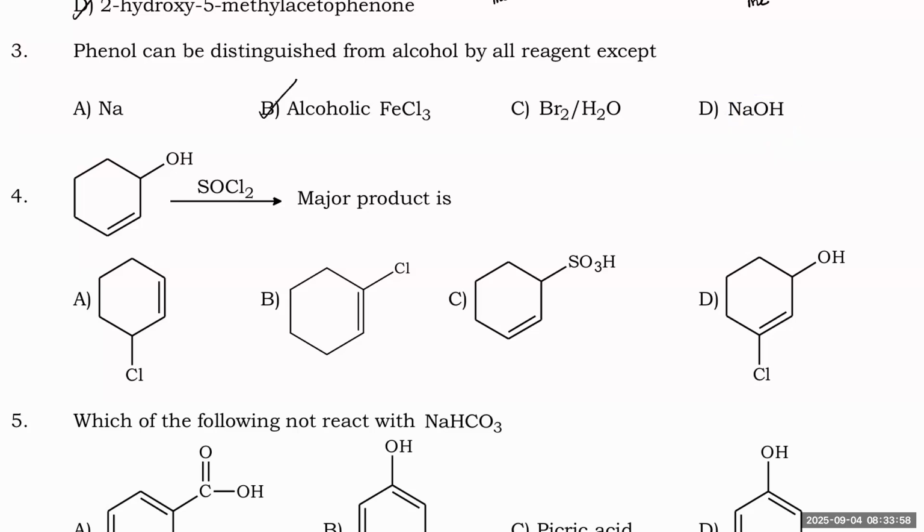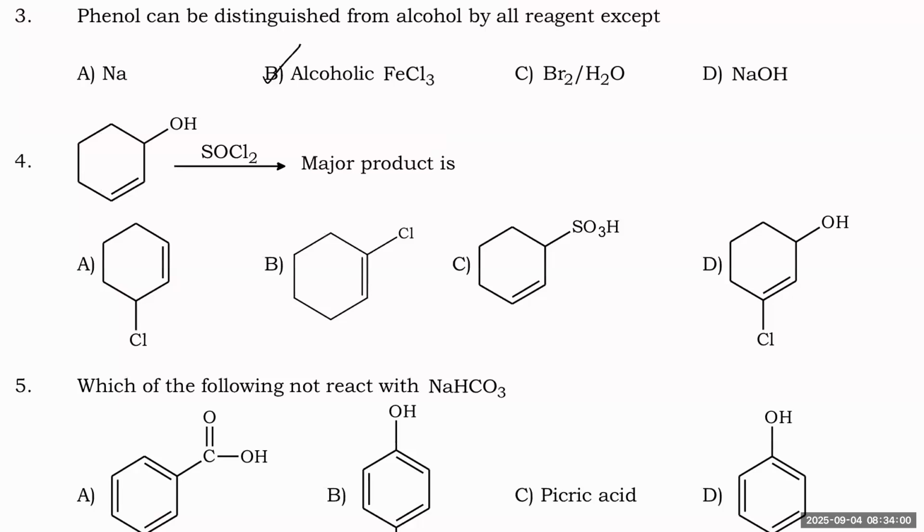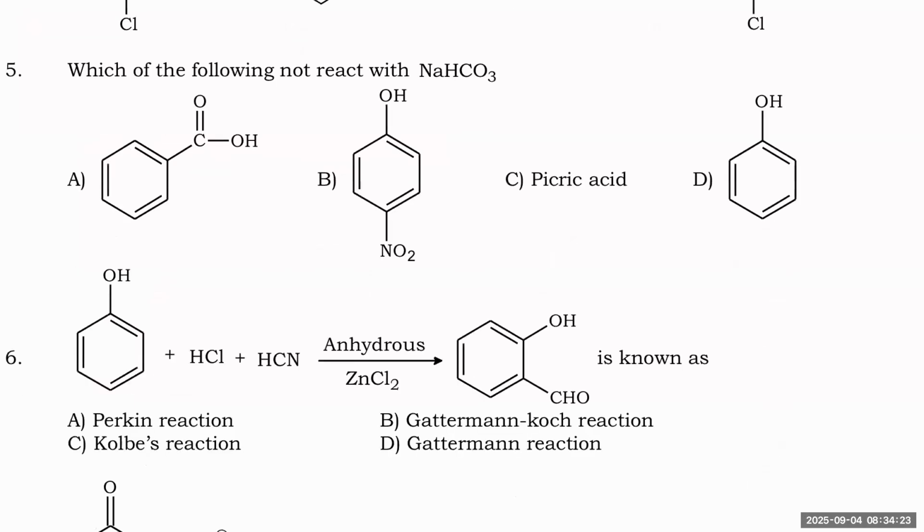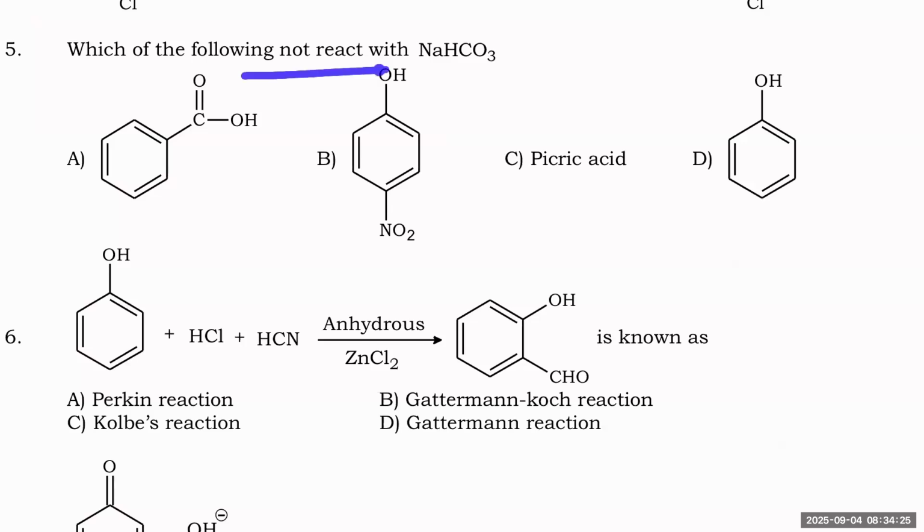Next, SOCl2. If you have it at allylic position, usually it will go for allylic substitution here. So Cl will be attacking here, the double bond will move here, and this group will go away. So what is the product you will get? A.